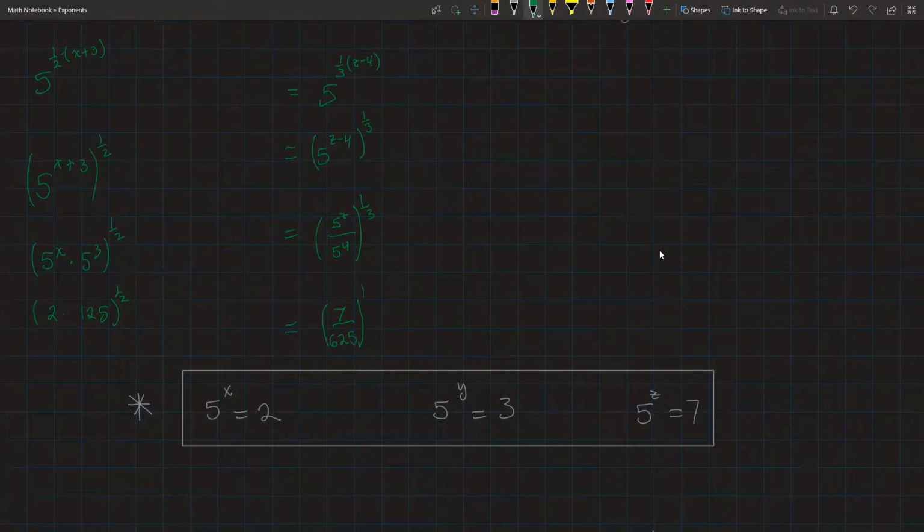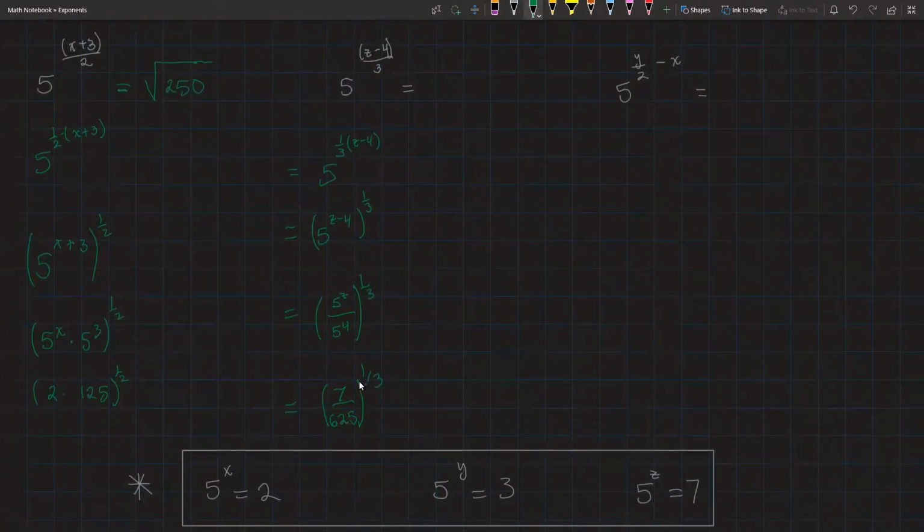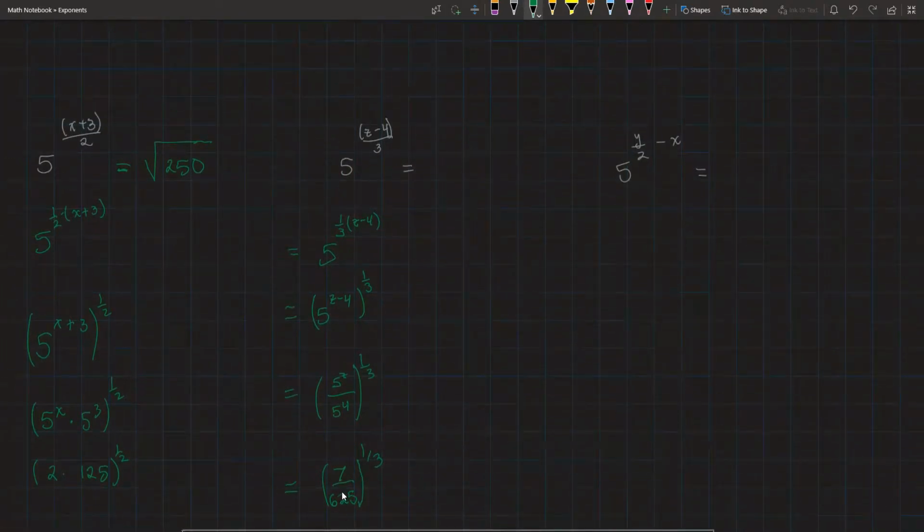625 to the 1/3. But let's not leave it in this format, even though it's correct. Remember, this means the cube root. So take the cube root of the entire thing in parentheses. So write it as the taller version of the cube root and say this is the cube root of 7 over 625. That's pretty cool. That one evaluated to this, and now we're seeing those more intense radicals in action. It's a little more complex.